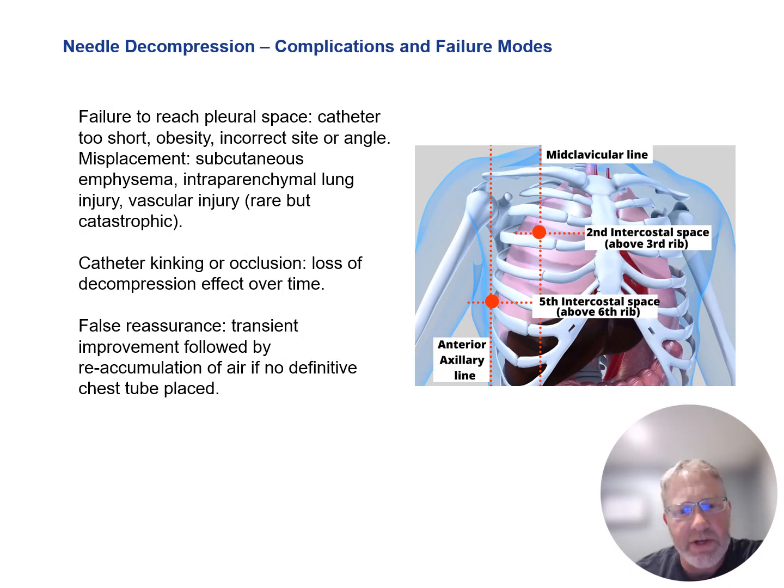In terms of complications and failure of needle decompression, in terms of doing what it's supposed to do, know that needle decompression is not a magic bullet, and you need to understand how it can fail. One of the most common failure modes is simply not reaching the pleural space, whether the catheter is too short, or the patient's chest wall is too thick, or your site or angle is off. In that case, air may actually track into the subcutaneous tissue, producing more subcutaneous emphysema without relieving the tension.